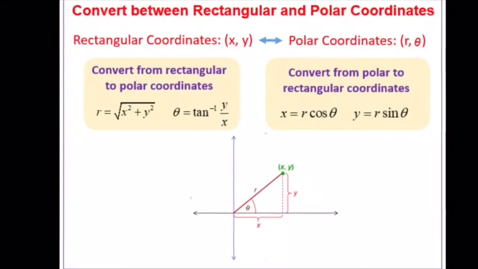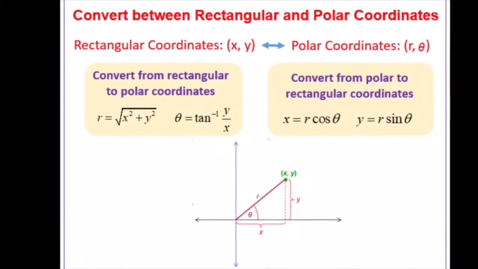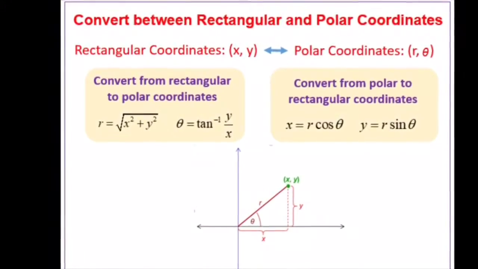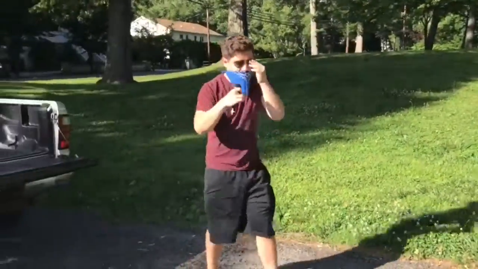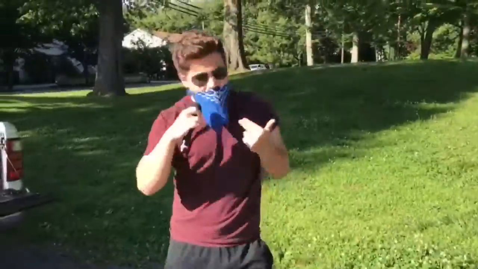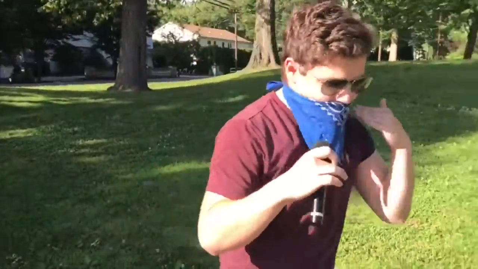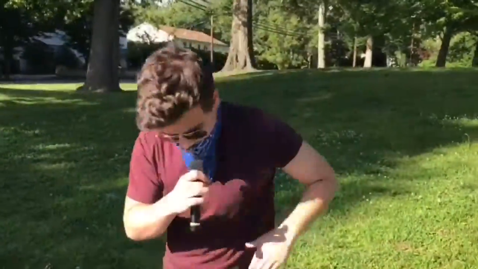Let's not forget our basic formulas: x equals r cosine theta, y equals r sine theta, converting it to rectangular form. If you take dy/dt divided by dx/dt, you can find the rate of change for a theta in the range.